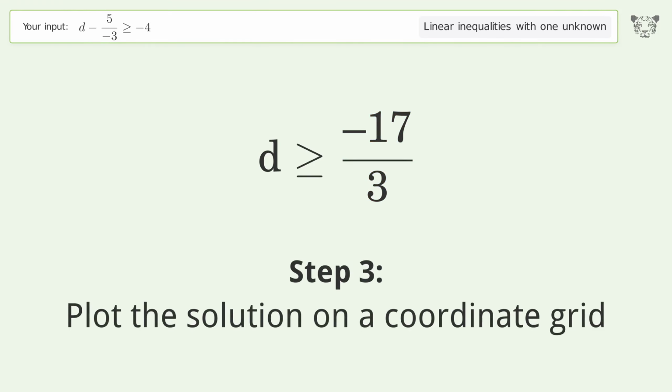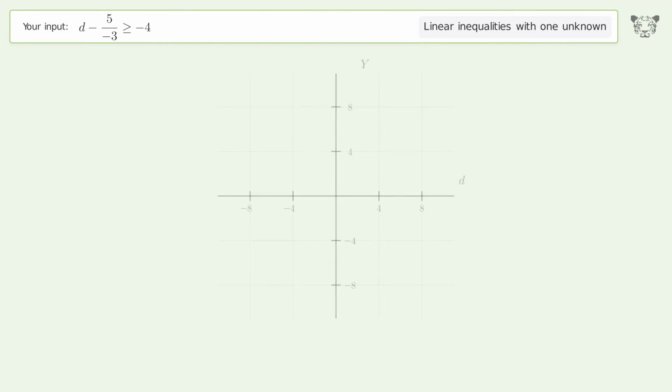Plot the solution on a coordinate grid. And so the final result is d equal or greater than -17 over 3 equal or greater than -52 over 3.